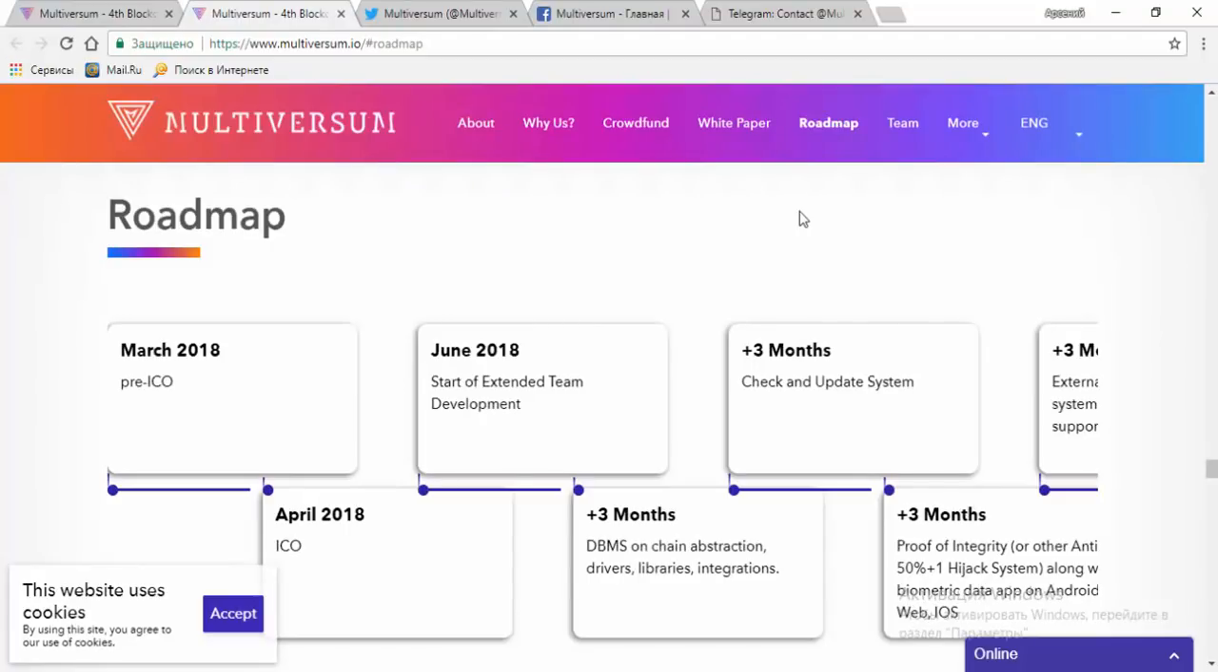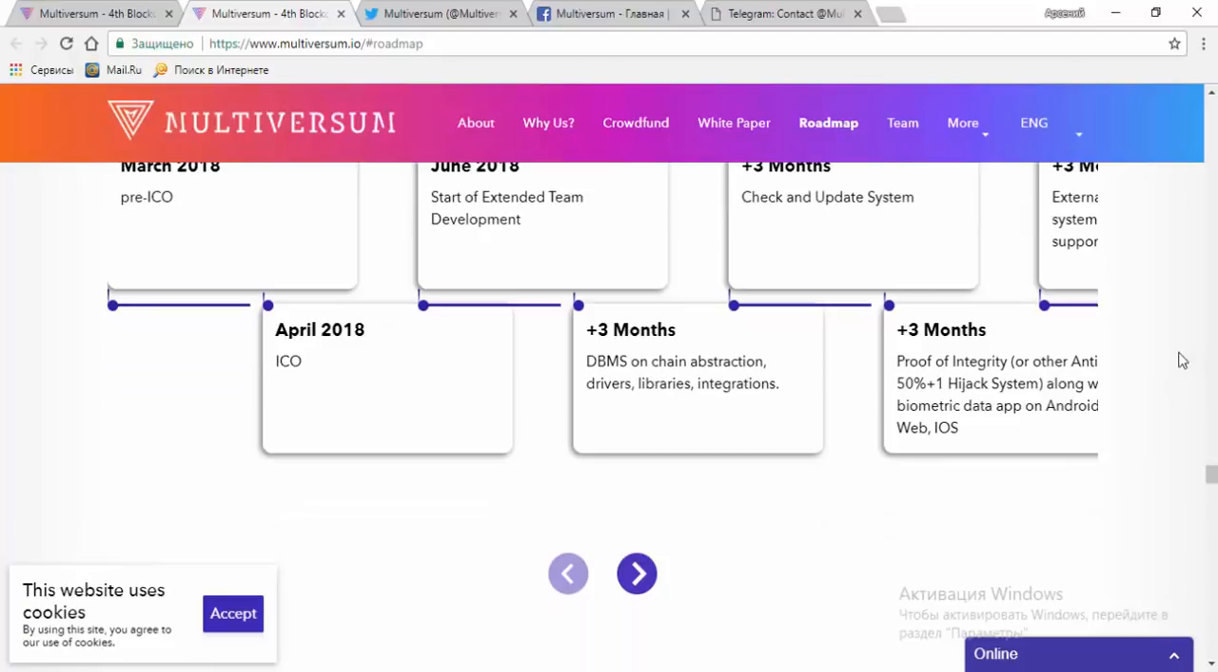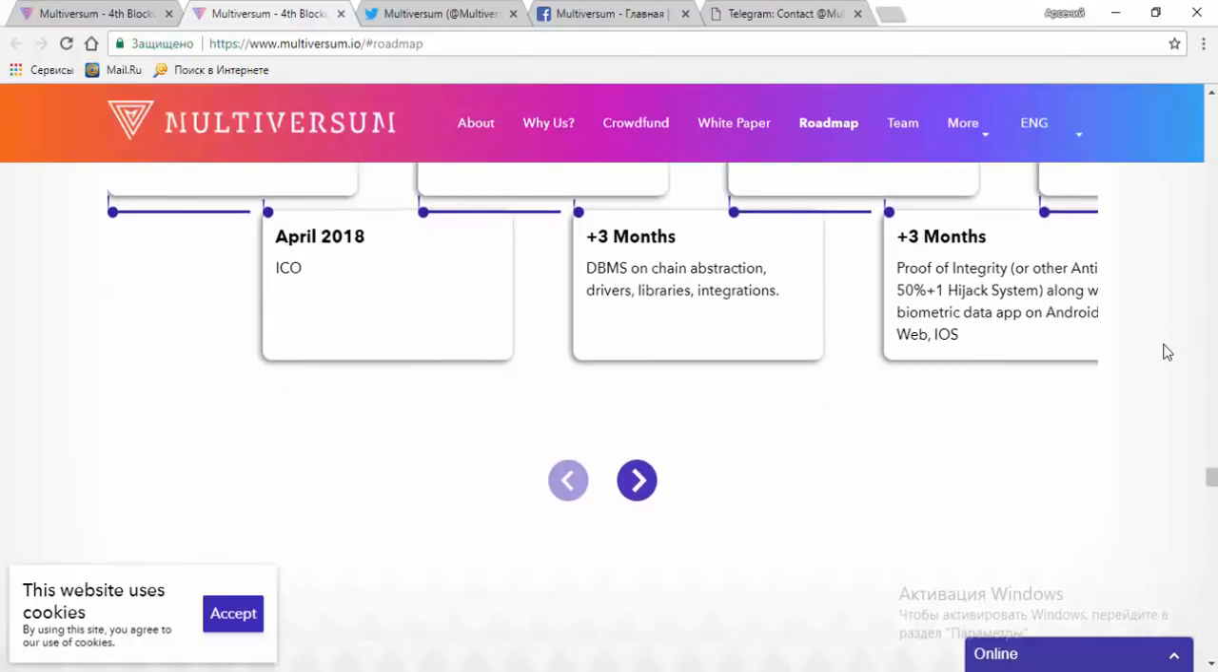In March of 2018, they have the pre-ICO. In June of 2018, start of external team development, plus 3 months check and update system. In April of 2018, they have the ICO. Plus 3 months, the company has on-chain abstraction drivers, libraries, integrations, and also plus 3 months, the company has proof of integrity along with biometric data, app on Android, web or iOS.